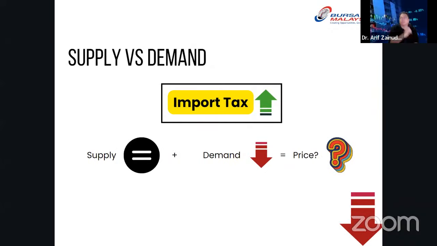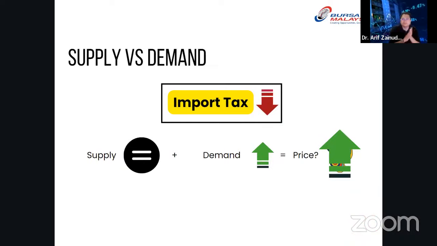Import tax mainly revolves around the buyers, the importers, and the top importer of FCPO is India. If India's import tax is high, meaning they made a policy and increased the import tax, they're going to be buying less CPO because it's costly. If the buyers are not buying CPO, the demand is less. Less demand equals price going down.